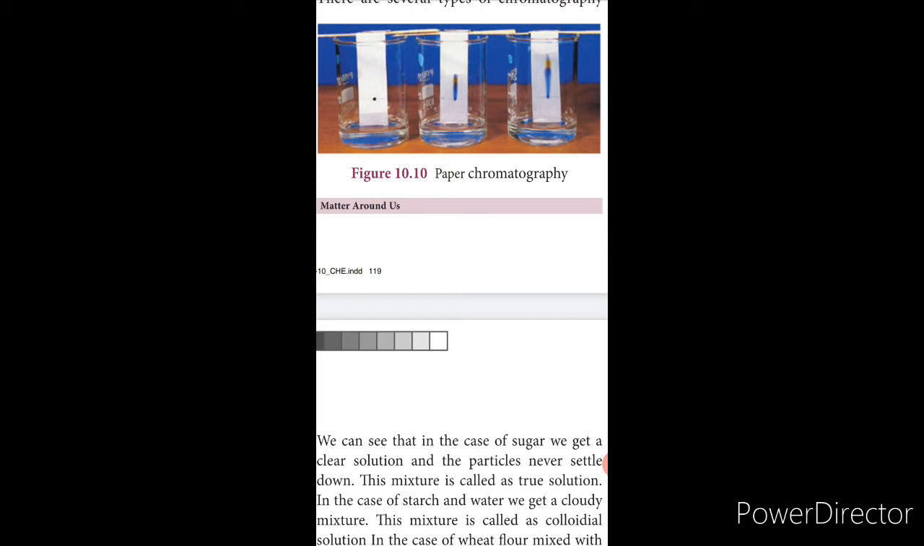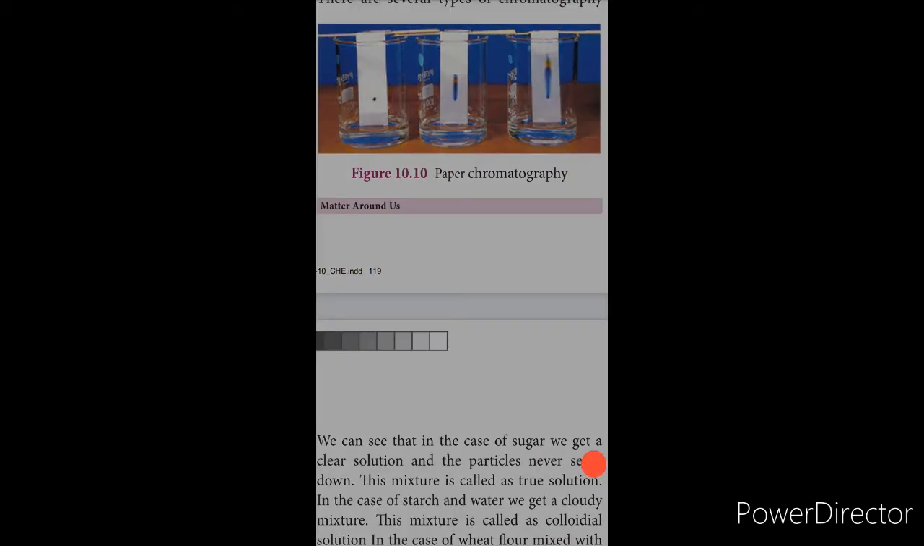So similarly, this chromatography method is used to separate components of a mixture based on their different solubility in the same solvent. Now we are going to see paper chromatography. There are different types of chromatography, but now we are going to see paper chromatography. Using paper chromatography, we can separate different color dyes in a sample of ink.